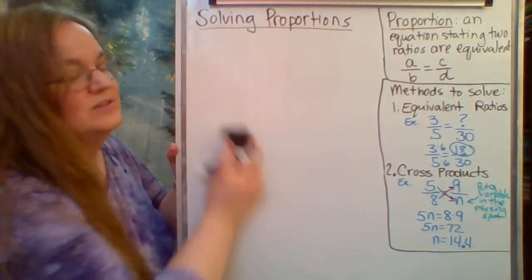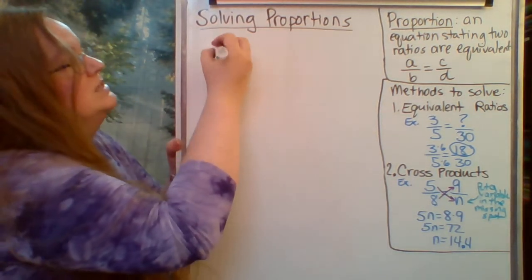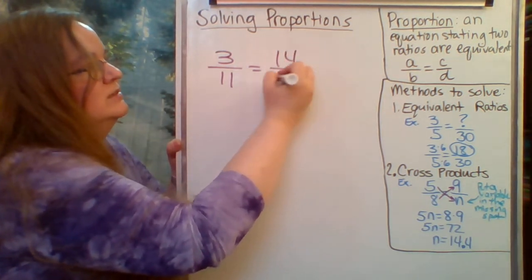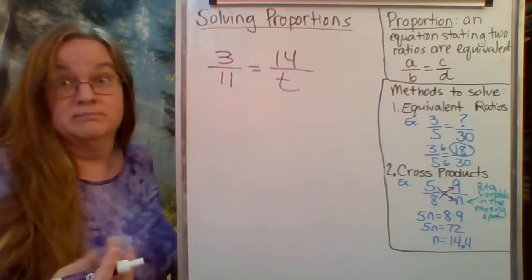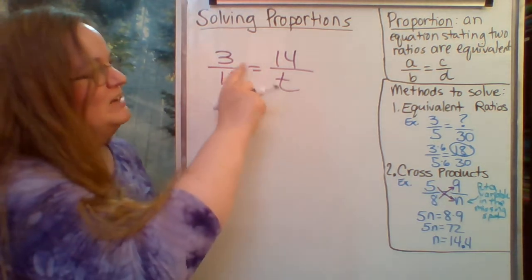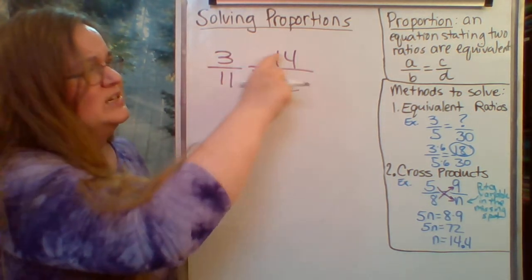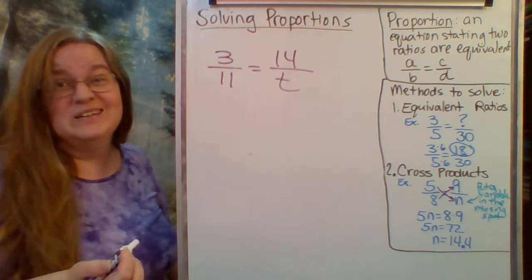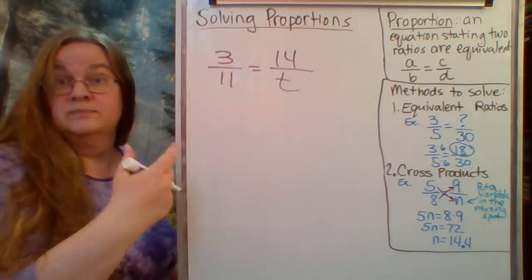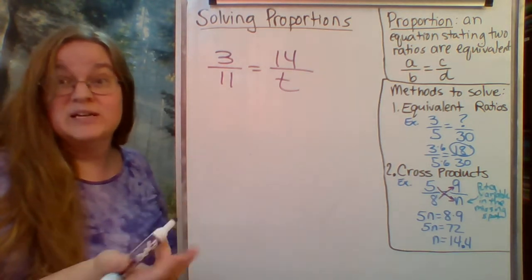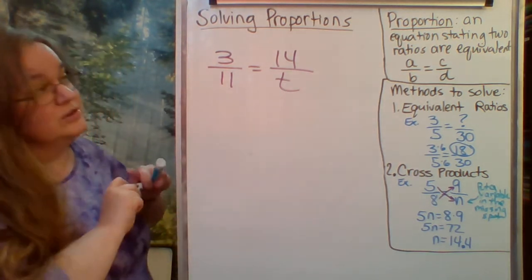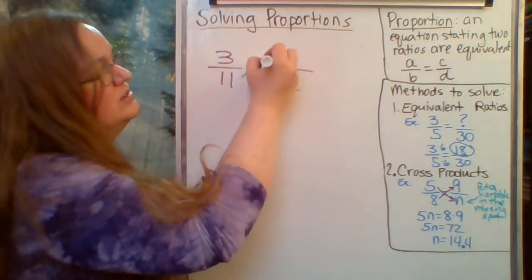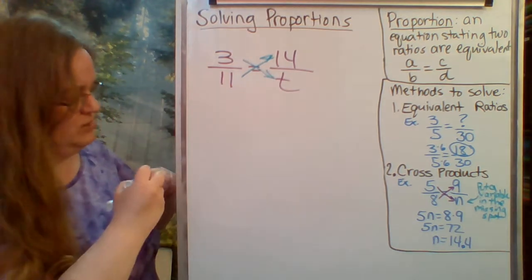Let's take a look at another example. All right, so let's say I have 3/11 over 14 and then mystery number of the t. I don't know what it stands for. Okay. When I'm looking at this, 3 does not go evenly into 14. So it's not likely I can really easily use equivalent fractions. I mean, I could, but it's going to be way easier to use cross products. So since I can't do it like that, I'm probably going to have a decimal answer. I'm going to go ahead and use cross products.